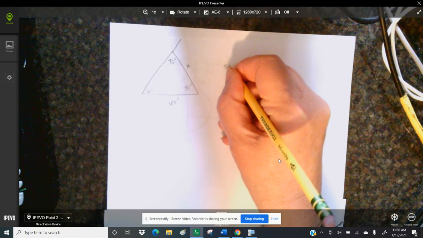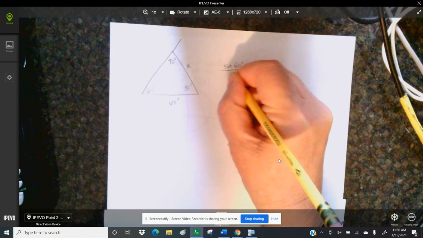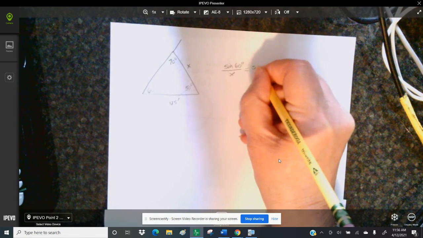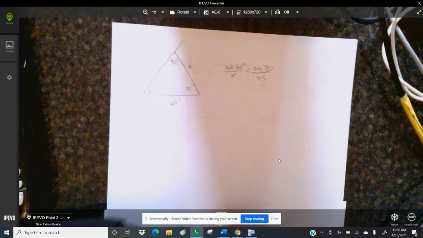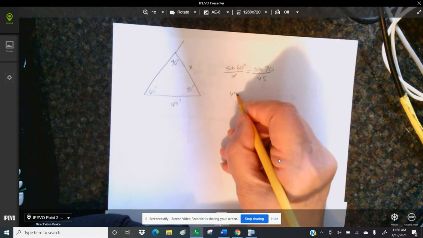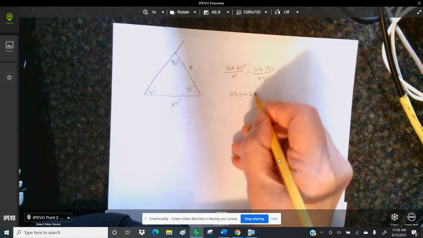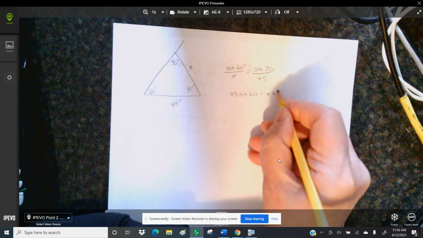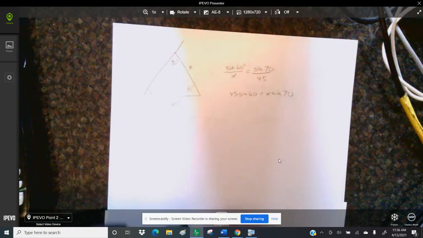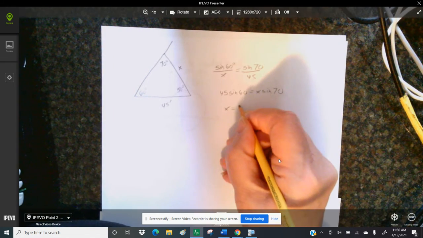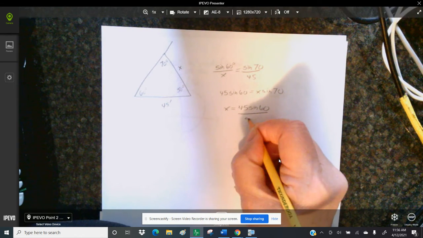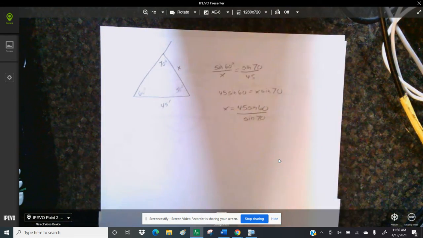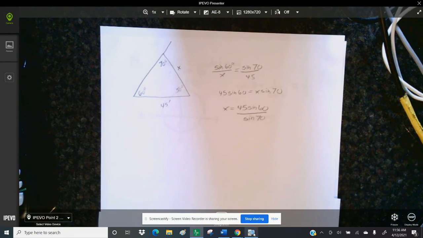So I'm going to say the sine of 60 degrees all over x equals the sine of 70 all over 45. I'm going to cross multiply. So I'm going to say 45 times the sine of 60 equals x times the sine of 70. And in order to get x alone, I'm going to divide through by the sine of 70. So I know that x is 45 times the sine of 60 all over the sine of 70. So now I can just go to my calculator and put that in.